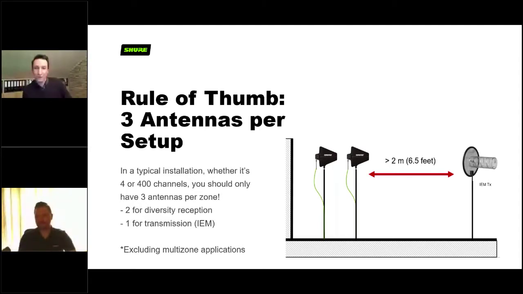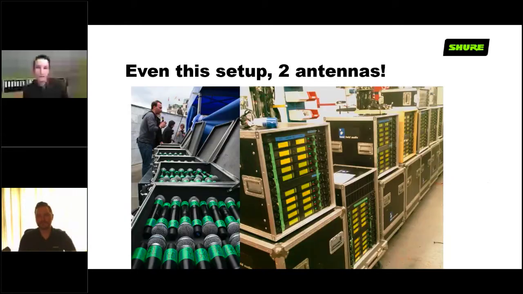So we've got a bit of a use case example here. This whole setup, which was just over 100 channels, in the end was all connected to 2 antennas. So no matter what setup you have, whether it's 2 receivers, 4, 8 or more, the rule of thumb is to receive them on 2 antennas.